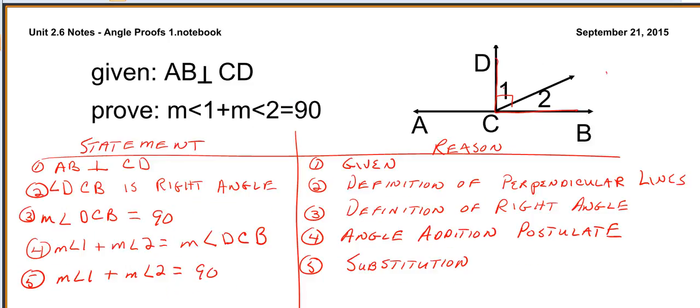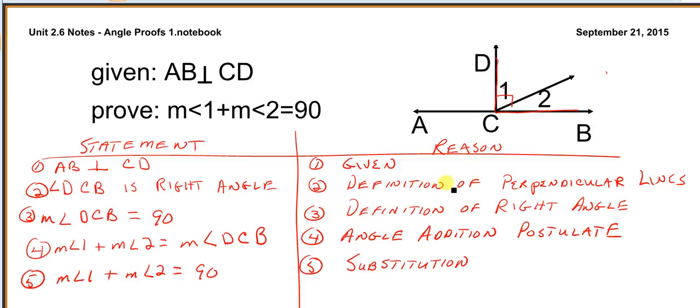Okay, next proof. We are given that AB, that's this line here, and CD are perpendicular. So I rewrote that as a given. Now, because they're perpendicular, I can say that DCB is a right angle. Perpendicular lines form a right angle. So that was my next statement, and that was by the definition of perpendicular lines.